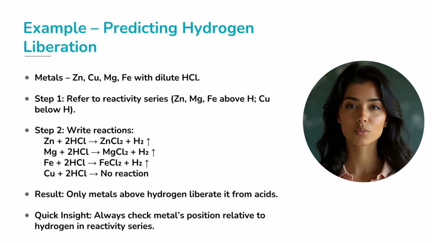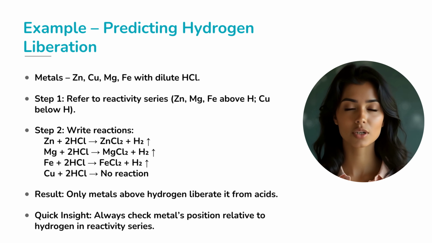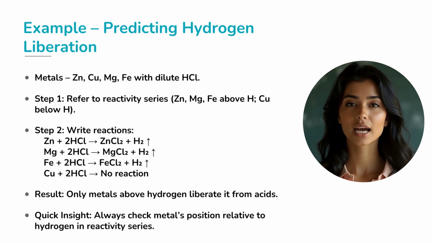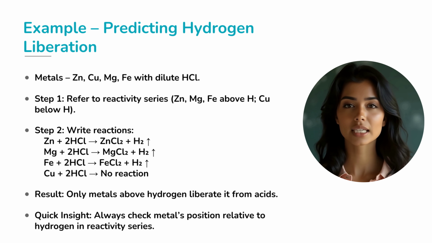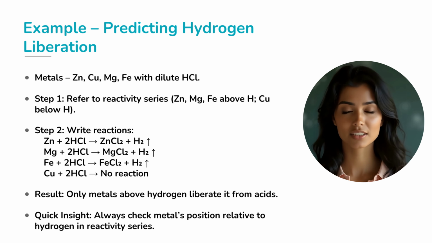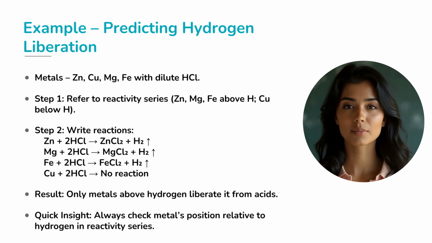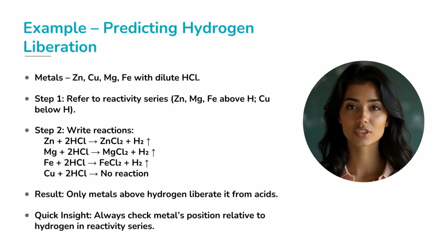Now, let's take a moment to predict hydrogen liberation based on the reactivity series. We've got four metals here: zinc, copper, magnesium, and iron, and we are reacting them with dilute hydrochloric acid. First, let's look at the reactivity series. Zinc, magnesium, and iron are above hydrogen, meaning they can displace hydrogen from acids. The reactions are simple. Zn + 2HCl → ZnCl2 + H2, Mg + 2HCl → MgCl2 + H2, and Fe + 2HCl → FeCl2 + H2.